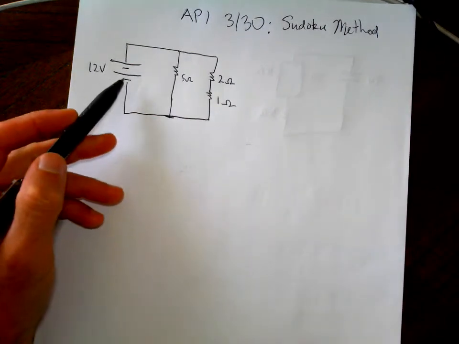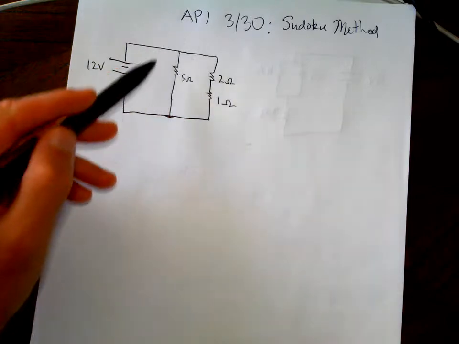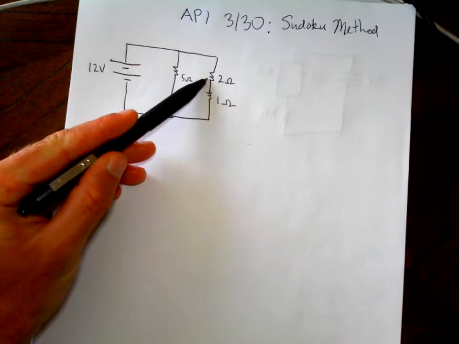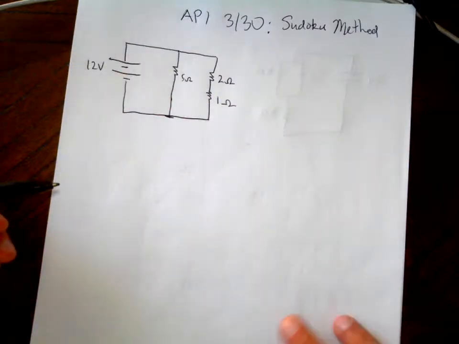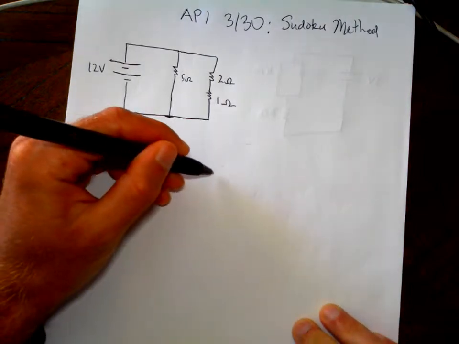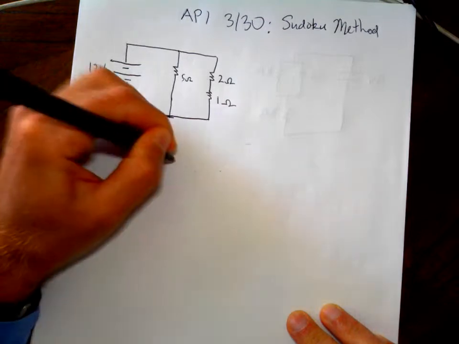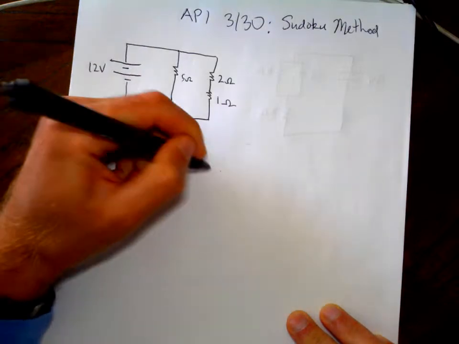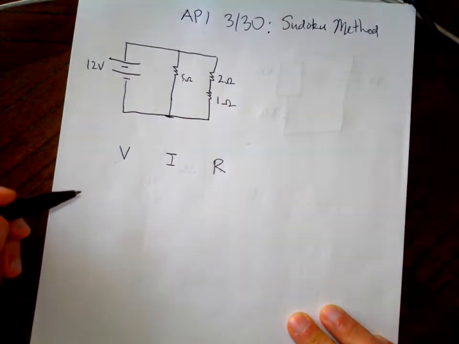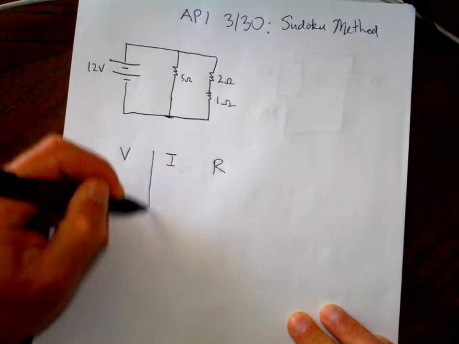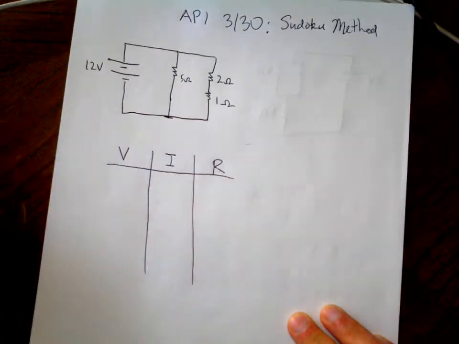So what we have here is a circuit with a 12-volt battery and some resistors. There's a 5 ohm resistor, a 2 ohm resistor, and a 1 ohm resistor connected like this. So what I'm going to do is make a table of V, I, and R. And I'm going to have one row for each thing in the circuit.